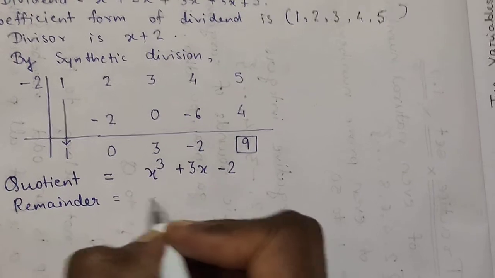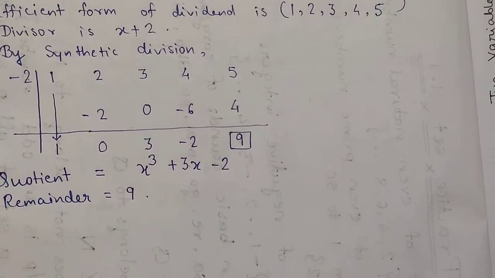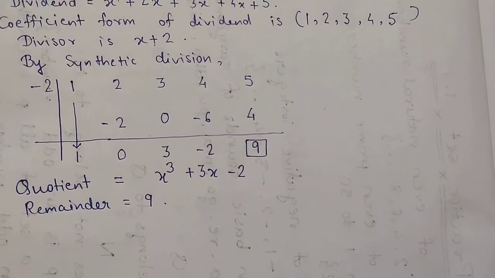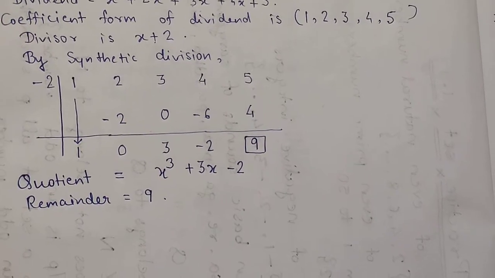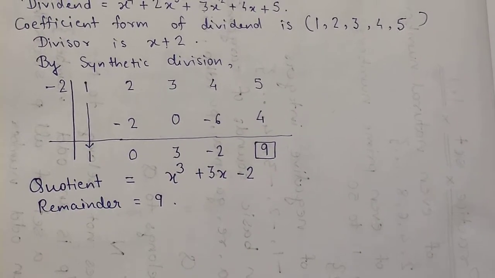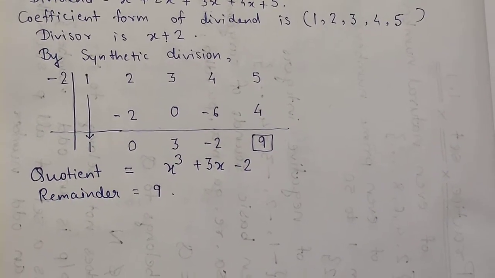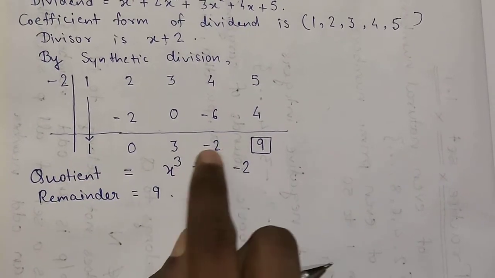Your remainder is what? 9. Okay, students, you should know how to write coefficient form and then how to convert that coefficient form into index form. Again, I am repeating how to do this.